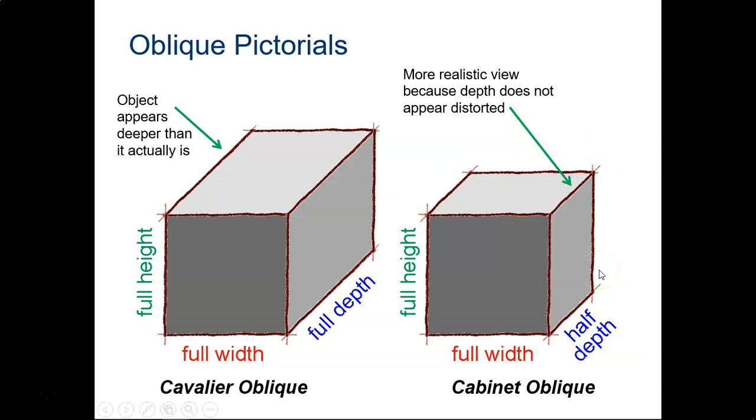So let's do a summary of the summary, right? Cavalier, full height, full width, full depth. Cabinet, full height, full width, half depth. That's the big kicker right there, is that the cabinets will give you a half of your depth.